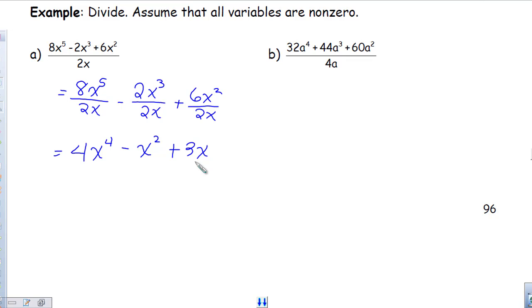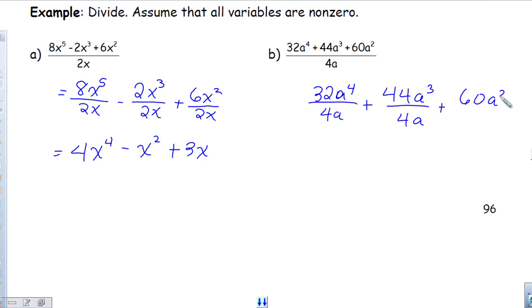All right, in B, I've got 32a to the fourth plus 44a cubed plus 60a squared over 4a. So I'm going to distribute. We get 32a to the fourth over 4a plus 44a cubed over 4a plus 60a squared over 4a.